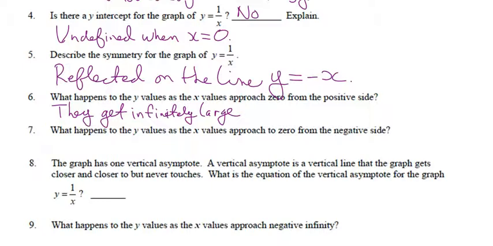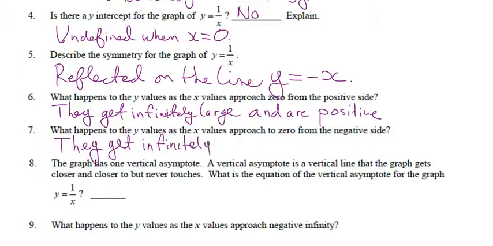No. Well, it's asking about it as x approaches from the positive side and the negative side, and you're just going to say they get infinitely large when we talk about the negative side, right? So how are you going to distinguish? Okay, so they get infinitely large and are positive. And here, they get infinitely large and are negative.